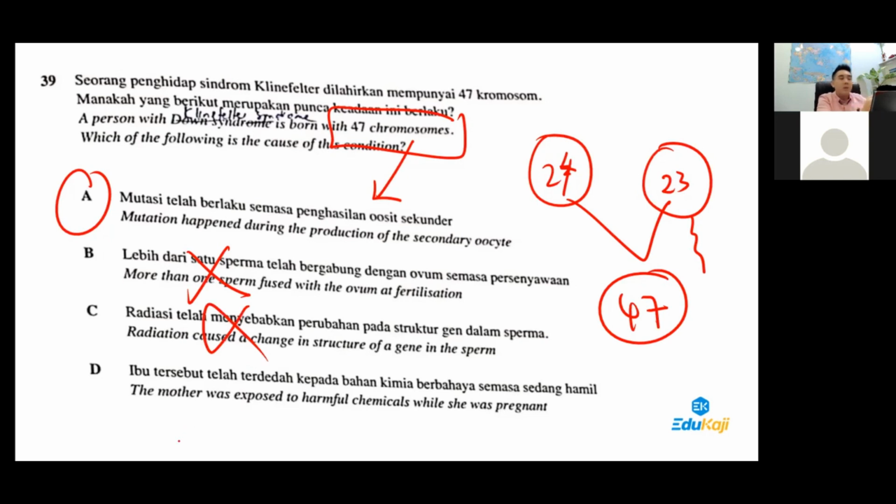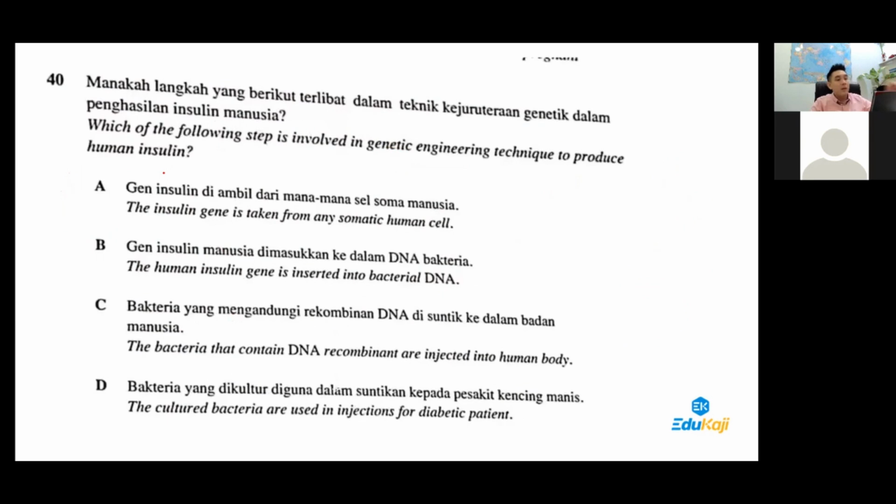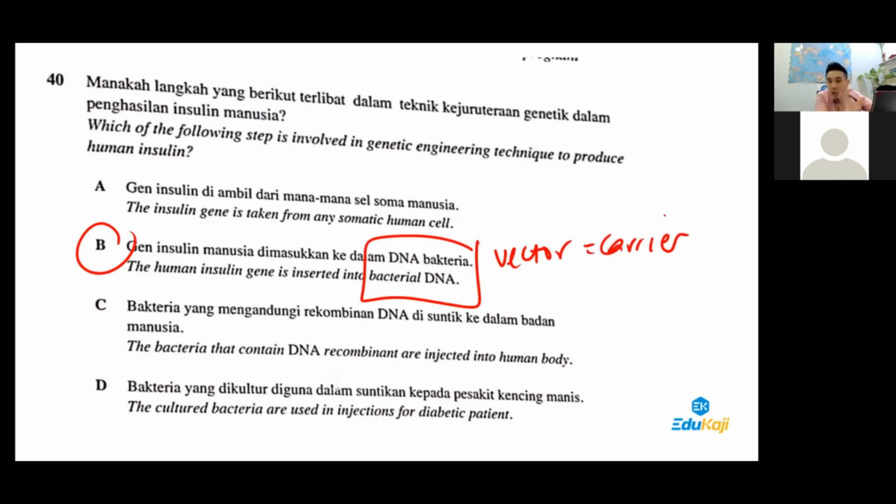Okay. The keyword is mutation. So 39 answer A. And guys, last but not least, Form 5 Bab 13, which of the following steps is involved in genetic engineering to produce human insulin? Okay, so we normally insert it into a bacterial DNA, because this bacterial DNA is called a vector. Vector means carrier. They carry the genes that we want in order to clone.